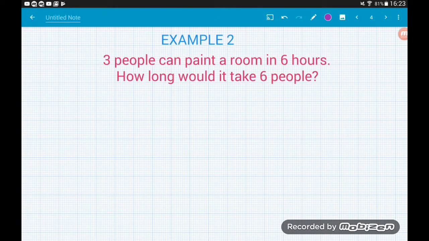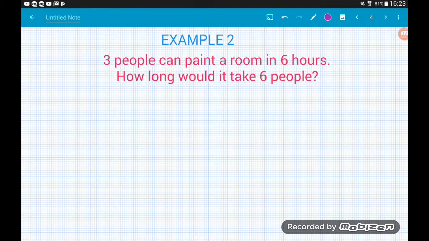3 people can paint a room in 6 hours. How long would it take 6 people? So with a question like this, you need to make a few assumptions, or you need to make one very important assumption. That is that everybody works at exactly the same rate, and adding people to the mix doesn't slow anyone down at all.